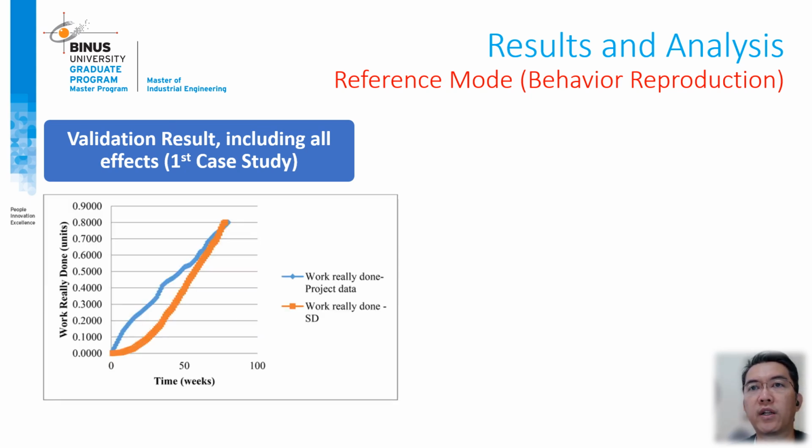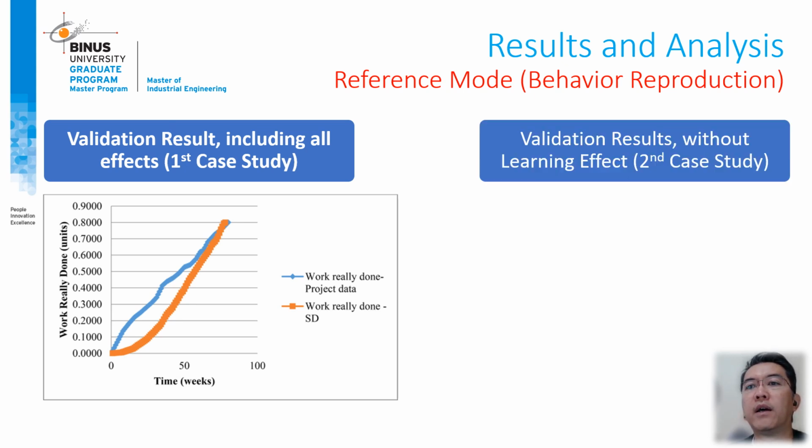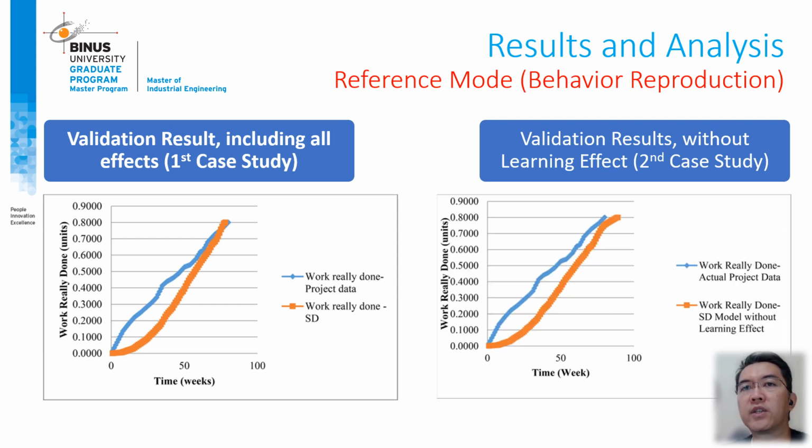Here, the historical fit is evaluated. As indicated here, the result of the simulation, which includes all the effects, relatively accurately reproduces the project data regarding the work really done. The model was rerun without including the effect of the learning curve. Results are shown here. It must be noted that both runs are compared to the actual project outputs.